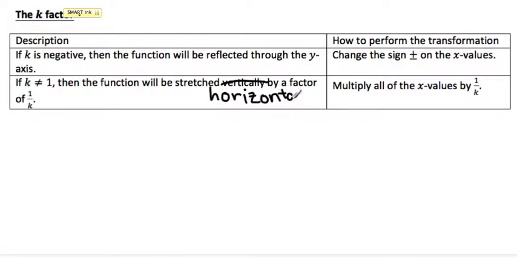So if k is not equal to 1, so that's 2, then the function will be stretched by a factor of 1 over k. Now specifically, it will be stretched horizontally by a factor of 1 over k.